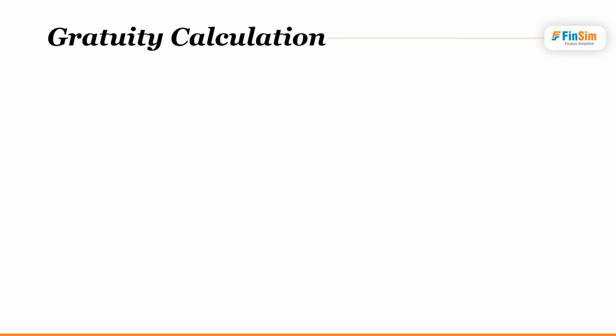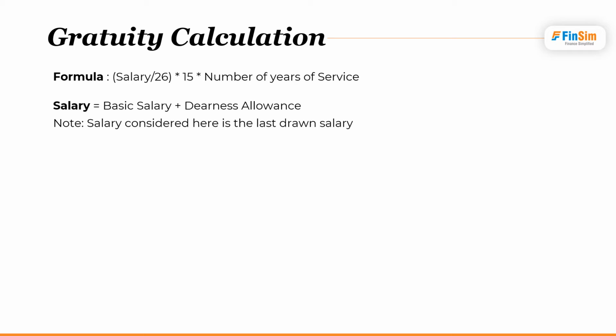After having understood what gratuity is and when it is paid, let's now understand what is the minimum amount which needs to be paid as per the Gratuity Act. Formula for gratuity calculation is 15 days of salary for every completed year of service. Number of working days in a month is considered as 26. Definition of salary includes basic salary plus DA allowance. We can use the last drawn salary to extract this information.